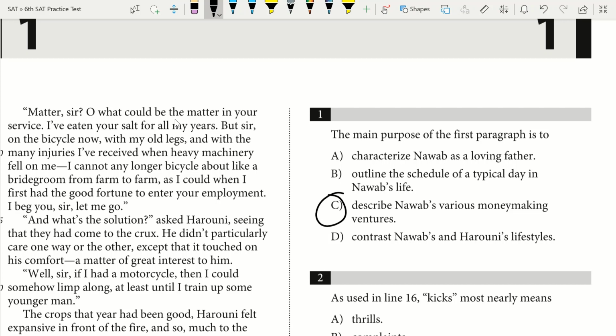So 1 is going to be C. As for why A, B, and D are wrong: A, characterize him as a loving father. That's too narrow. It focuses too much on that first part of that paragraph. B, outlining the schedule of a typical day. We don't outline his schedule. We only describe his various money-making ventures. D, contrasting Nawab's and Haruni's lifestyle. At that point, we don't even know much about Haruni, so we're definitely not contrasting their lifestyles.